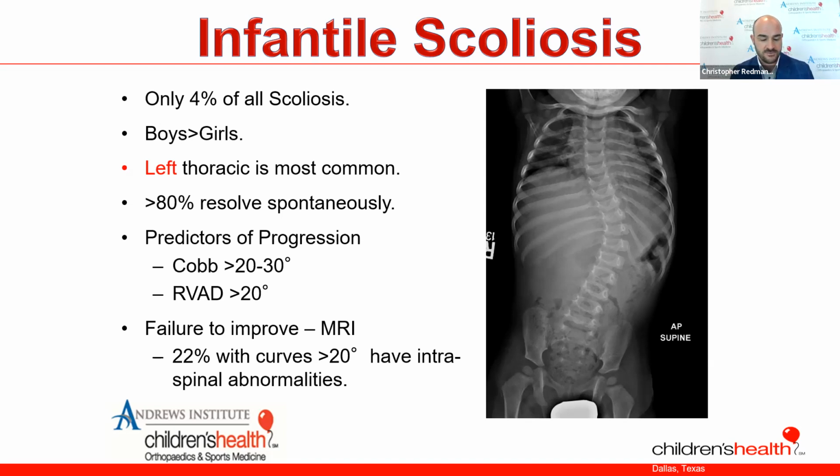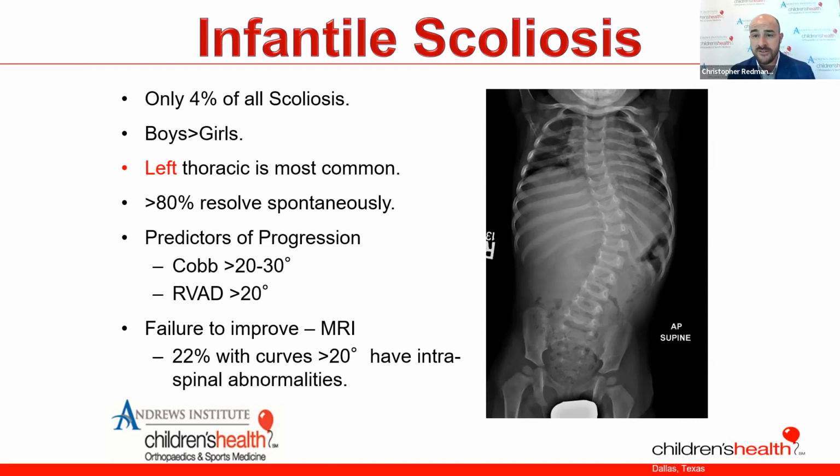There are several predictors, though, that can be used to determine the likelihood of spontaneous correction, and those often require X-ray measurements. One of these that we look for is a Cobb angle greater than 20 to 30 degrees. We do believe that these are likely to be more progressive and less likely to spontaneously correct. There's also a measurement called a rib vertebral angle difference, and if we see this over 20 degrees, we do feel that this is a risk for further progression and unlikely to have spontaneous correction.